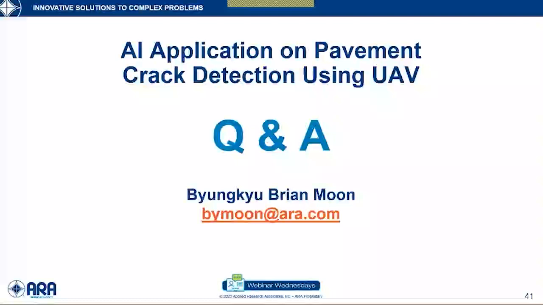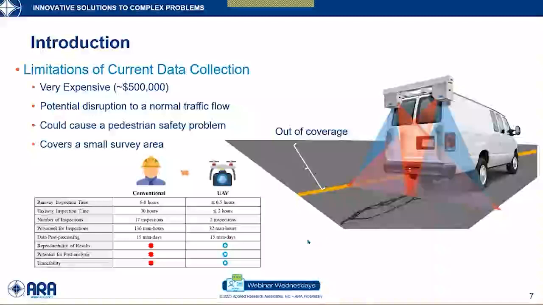So first of all, Brian, the first question is from Barry, and he's referring to your slide 7 and asking for a clarification. In slide 7, you showed the time for a UAV to perform a survey on a runway to be around half an hour, but on a taxiway, that appeared to be 2 hours. Typically a taxiway is half the width of a runway, basically the same lane. So if it's a parallel taxiway, why would it be that much longer?